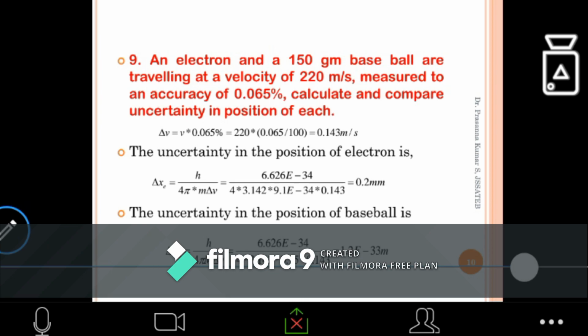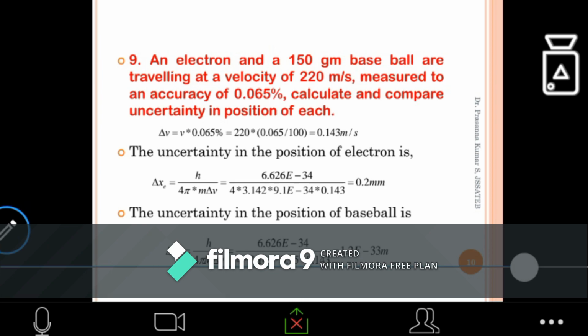You know how to calculate this. So delta v is equal to 220 multiplied by 0.065 divided by 100, that gives a percentage. So delta v happens to be, if you do this calculation, 0.143 meter per second. Use this in the expression for the uncertainty principle.